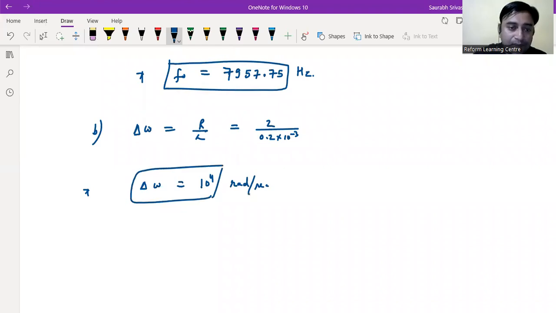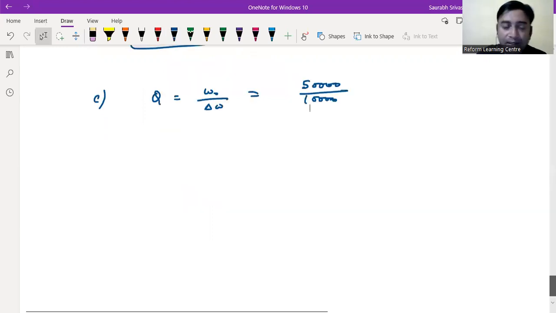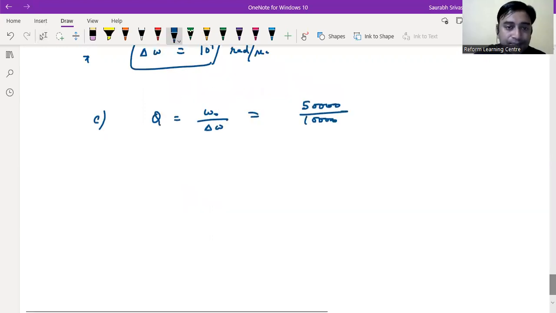Now, what is C? Quality factor. Quality factor is nothing but omega naught upon delta omega. Omega naught is 50,000 upon this is 10,000. Quality factor of the circuit is 5.